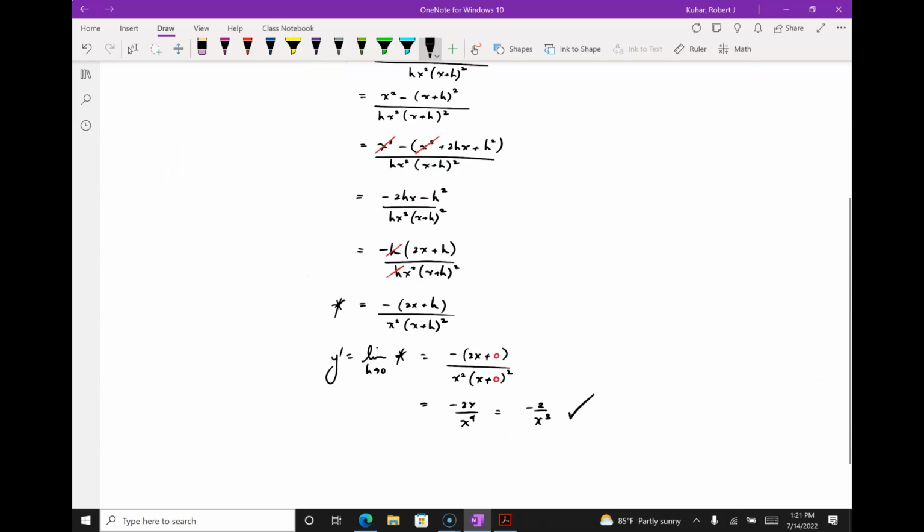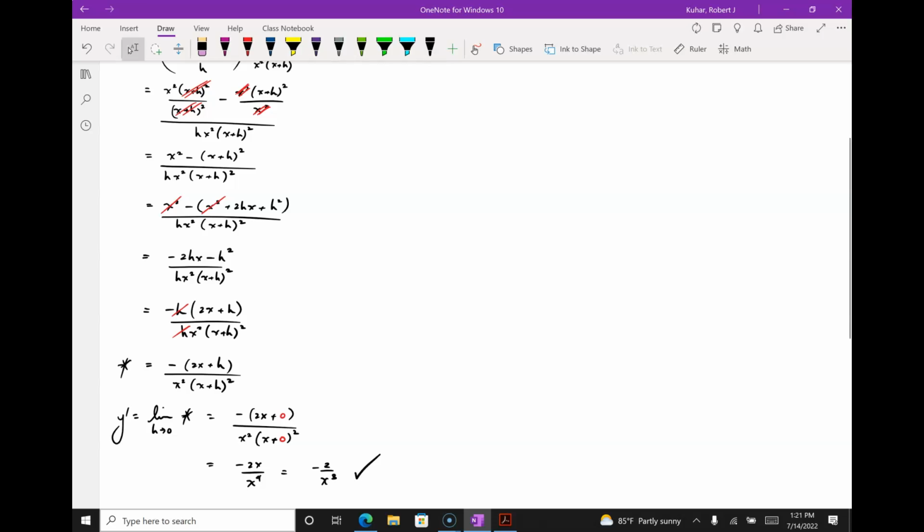Gotcha. Yeah, but that's a shortcut. You'll have to know how to resolve. You got to be patient, take your time. Make sure you're double checking your algebra.